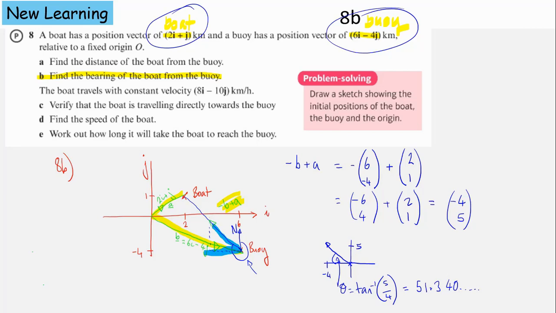All I then have to do is add on the 270 degrees, which would be this three-quarters of a turn here, which you can see from here. And that would give me my bearing. Remember, bearing's always being measured from the north line going clockwise. Giving me 321 degrees. Final answer.